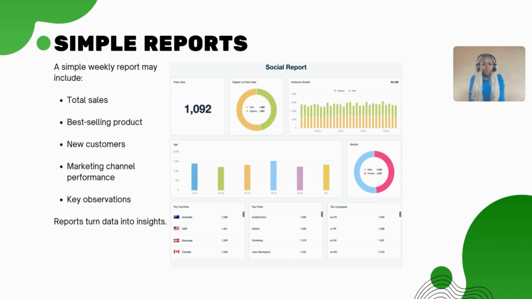Marketing channel performance. Okay, this week did most of my customers come from Instagram, or were they offline? Were they referred by a friend? These are things that you should check. And key observations, maybe looking at your data, there are some other things that you notice, depending on what questions you want that data to answer. You can say, okay, these are key observations that I have noticed for this week. Most of my customers bought from me on Saturday, or bought from me at 12 p.m. to 3 p.m. Right? Reports turn data into insights.